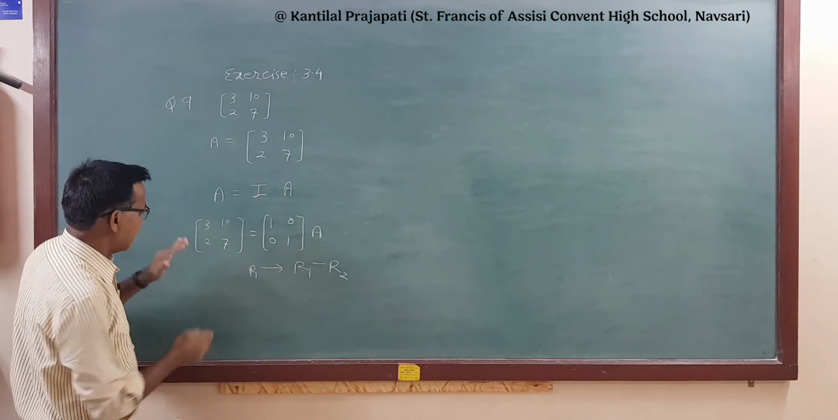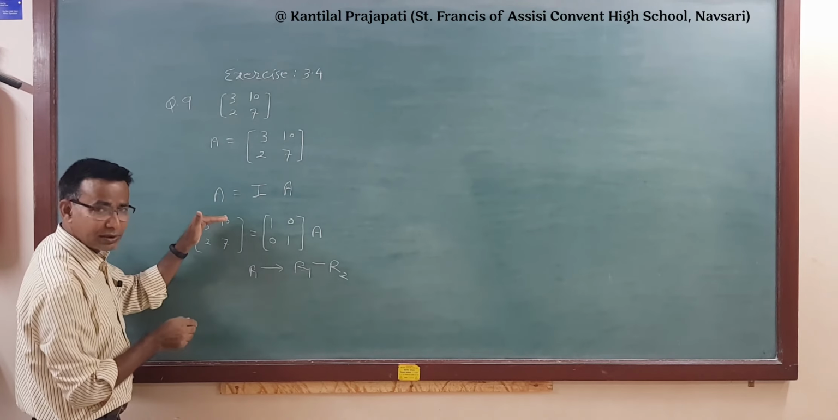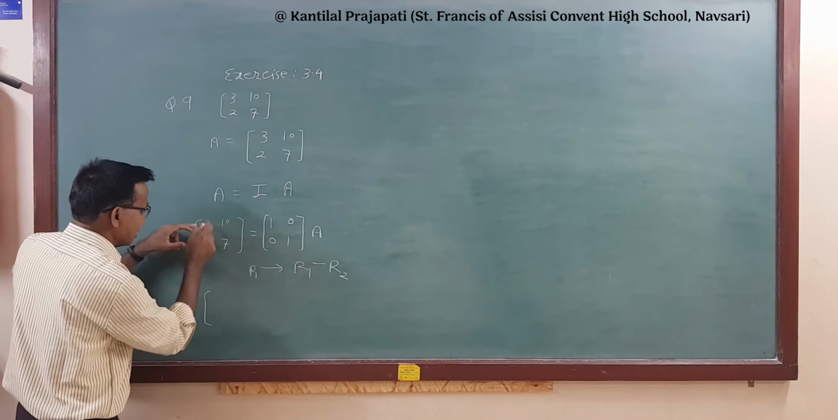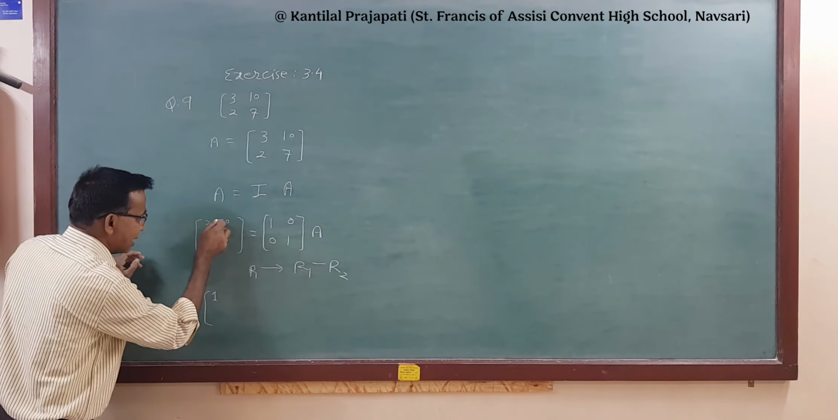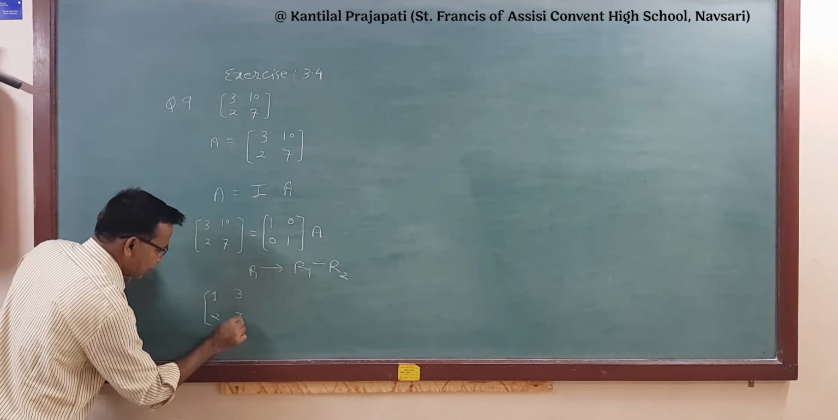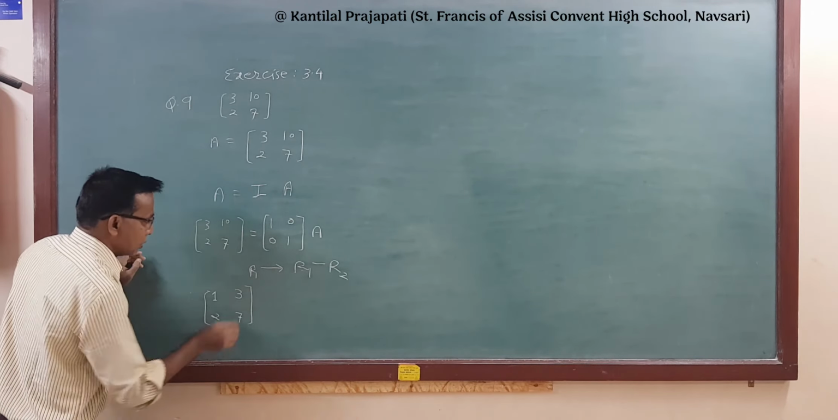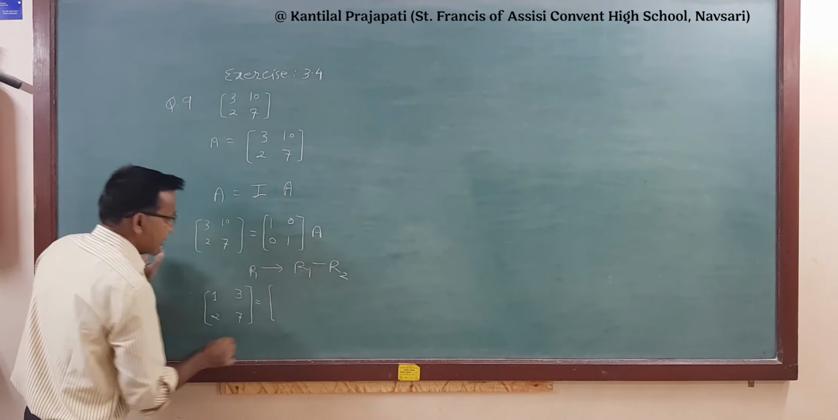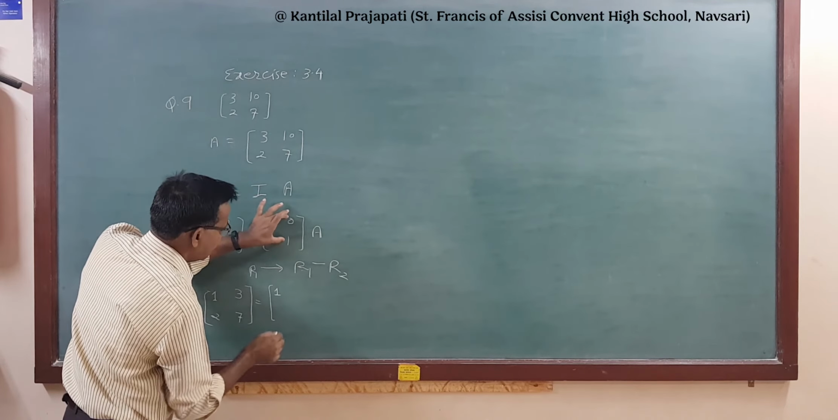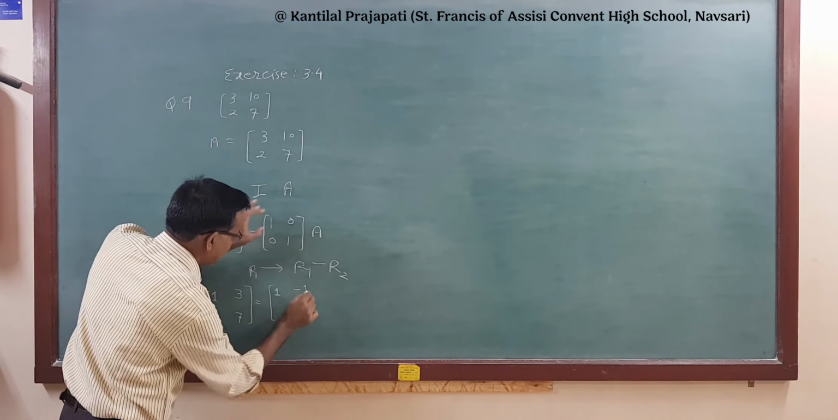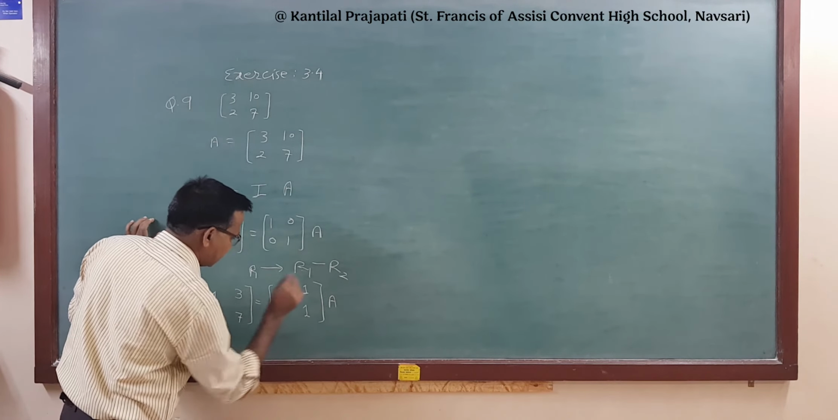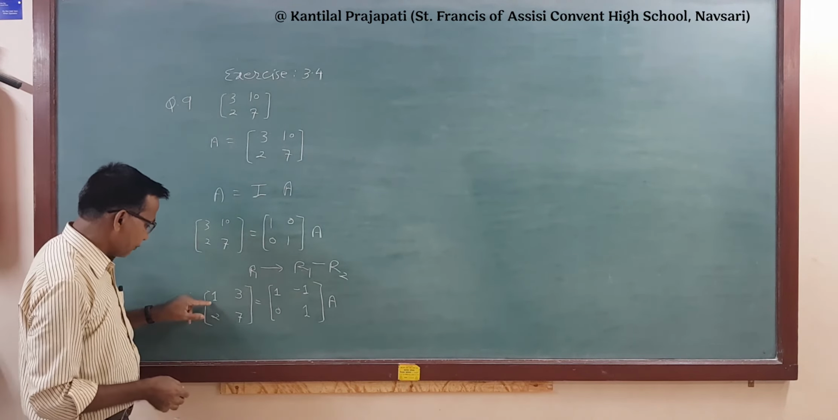The second row remains separate from the first row. Now we apply this notation. 3 minus 2 is 1, 10 minus 7 is 3, and 2, 7 as it is. In the same way here, 1 minus 0 is 1, 0 minus 1 is minus 1, and the second row is as it is, into A. You get 1 here.